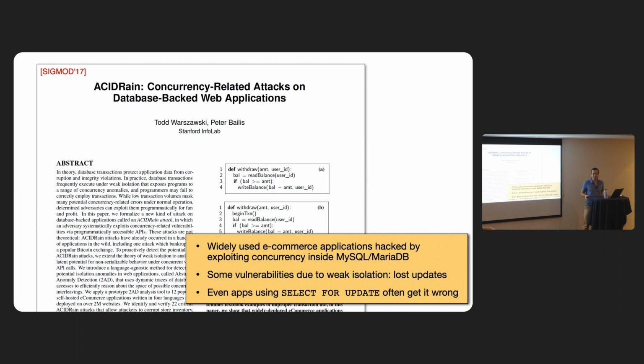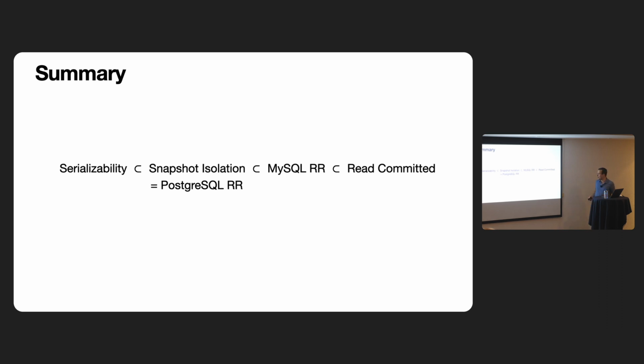Is that it? With group therapy about isolation levels, fine. So this is the zoo of levels that I've presented, right? Serializability, then snapshot isolation, which is the same as what they call repeatable read in Postgres, then MySQL repeatable read and read committed, right? And now, this is the very last segment at the very end, I'm going to make it a bit less depressing. I'm actually going to talk about something even stronger.